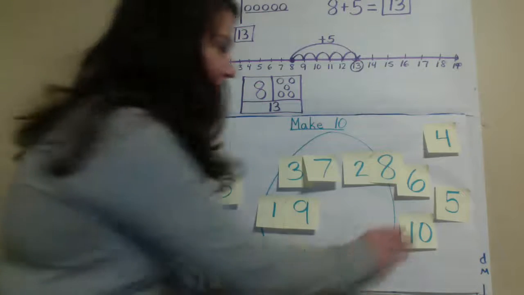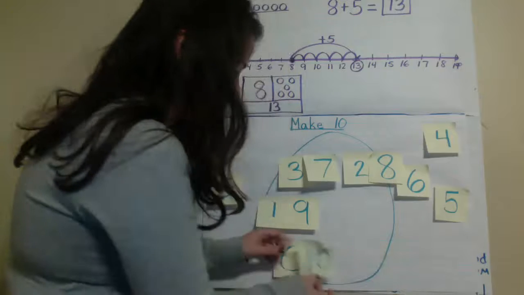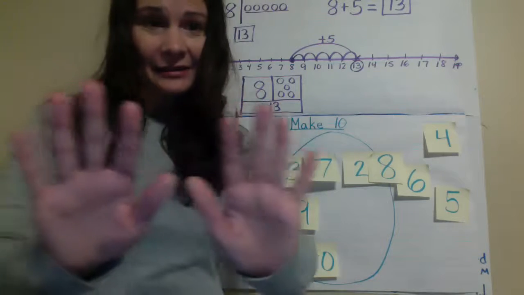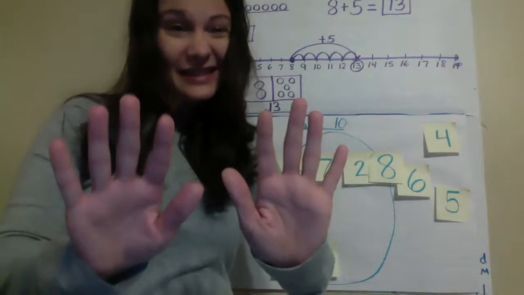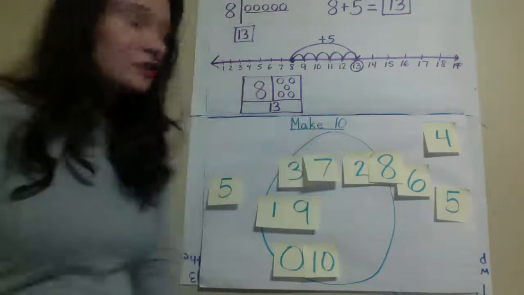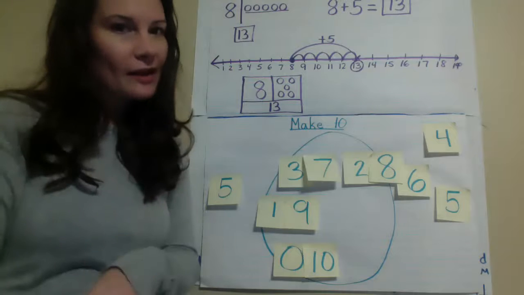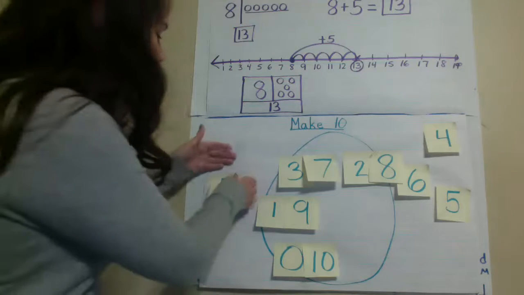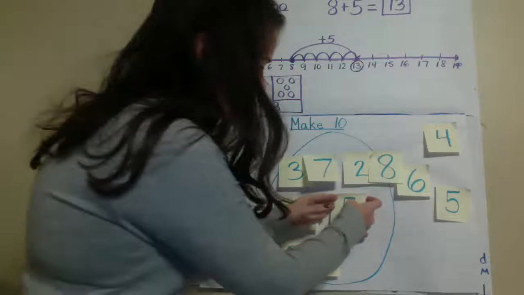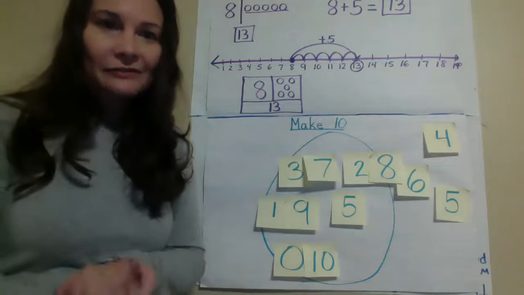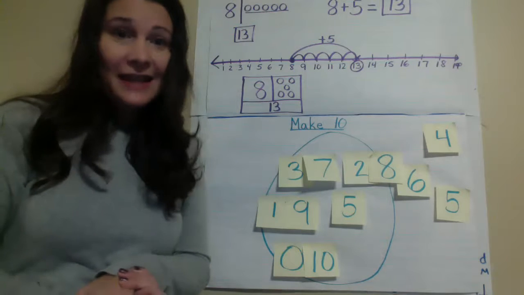That's right. I would need 10. If I'm at 0 and I add 10, then that is 10. The number doesn't change when you add 0 to a number. There's a couple left. What if I had 5? What would I need to add to 5 to get to 10?